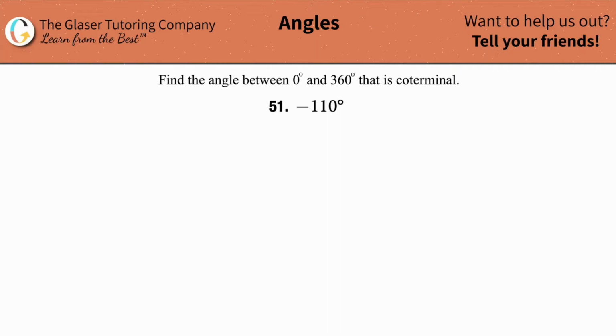All right, let's find the angle here that is coterminal to negative 110 degrees. Since the given angle is negative, what I'm going to do is plot that angle on my coordinate system. Now remember, since it's negative, we're going to be rotating clockwise, okay?